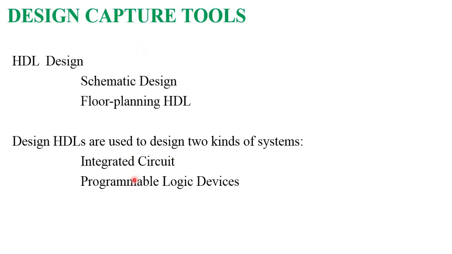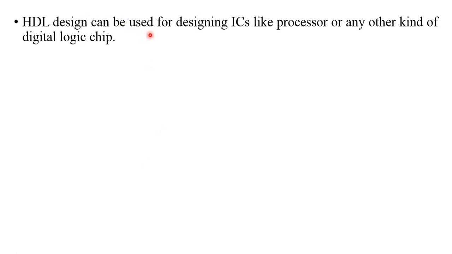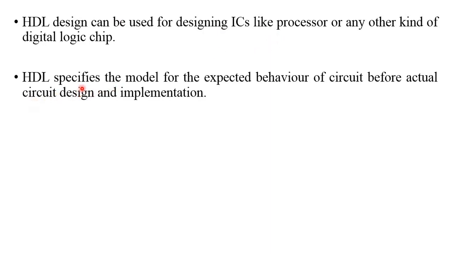So in two ways we can design the ICs: one is the integrated circuit and the second is programmable logic devices. All the digital circuits designed this way are called integrated circuits. The designer can use it for designing ICs like processors or any other kind of digital chips. Here the behavior of the circuit is verified before the actual circuit is designed and implemented.